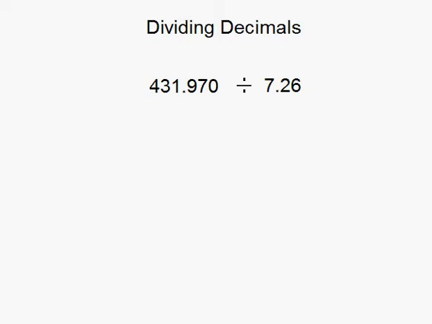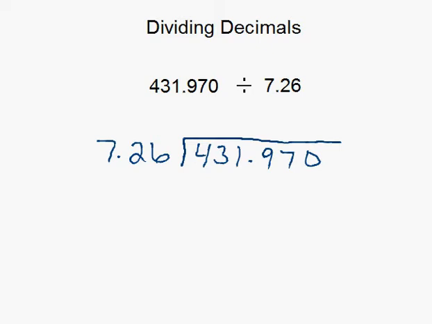Dividing decimals. Our first example is 431.970 divided by 7.26. Let's rewrite this problem in the other division format. Okay? Now, the first step when dividing decimals is to take the decimal point on the outside and move it all the way to the right.